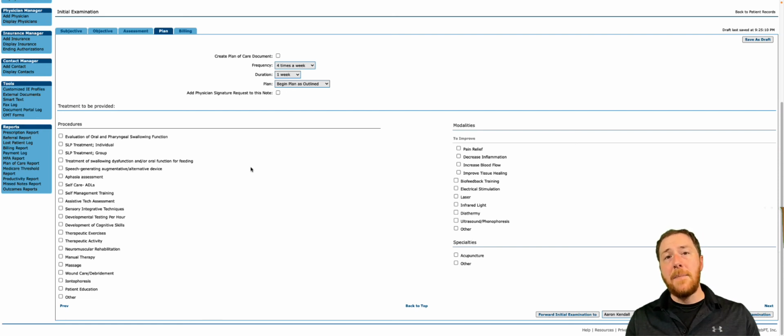Oftentimes where I see that happen is because the initial eval was not thorough enough that the progress notes and re-evals could not add upon that. So it's telling the story with a terrible beginning. And we all know those stories don't really go well, right? So this is the way to start off the story and truly get an idea of here's where the patient is, and most importantly, here's our plan to get them to where we want them to be down the road.